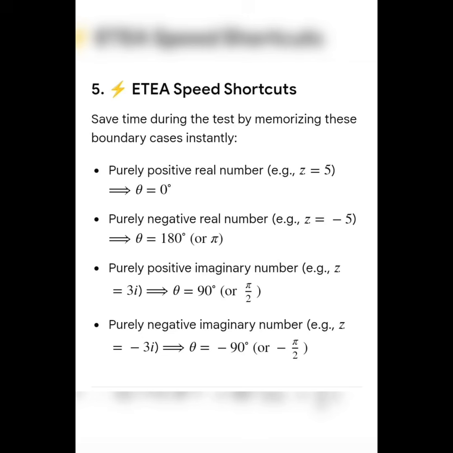If the complex number is a pure positive imaginary number, then theta is equal to pi by 2, and if the complex number is a pure negative imaginary number, then theta is equal to minus 90 degrees or minus pi by 2.